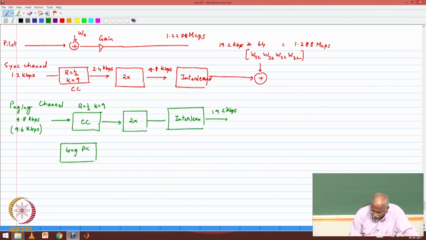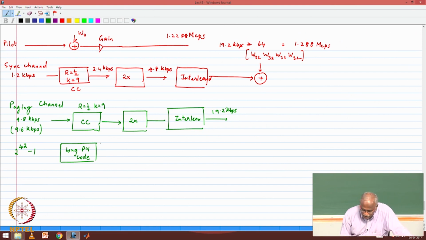Long PN code. Now the long PN code is a length 42 shift register sequence. I mean, that takes 37 days before it repeats itself, at 1.228 megachips per second. It takes a long time to repeat, because that's the length of the sequence.